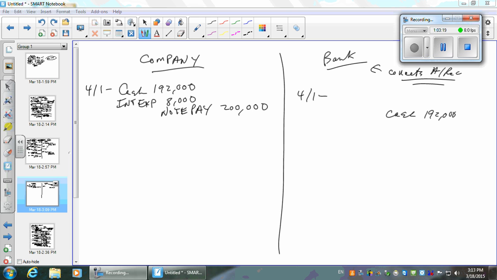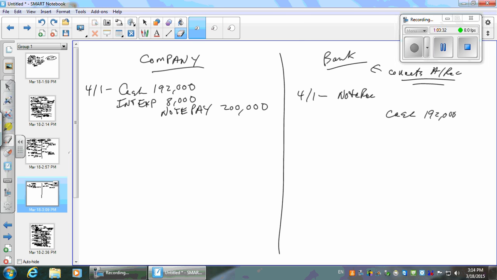They credit their cash, debit the receivable, and credit interest revenue. Yeah, absolutely. That's 200,000. This is going to be 8,000. That's interest revenue. So that's exactly the same, isn't it? This time, let's not record the assignment of the accounts receivable, right? So you don't have those entries. But you could. They look exactly the same. Okay.